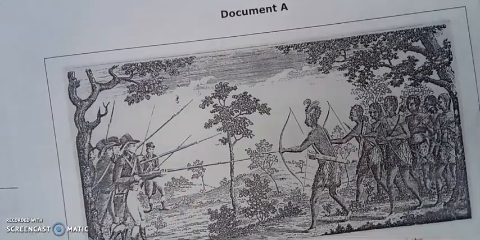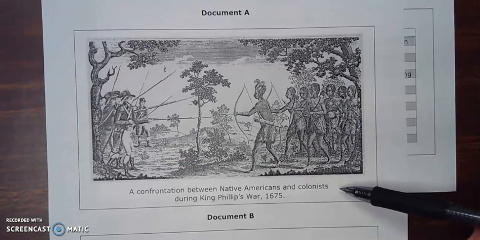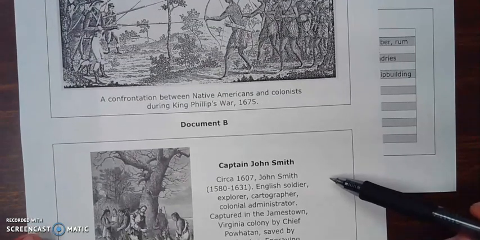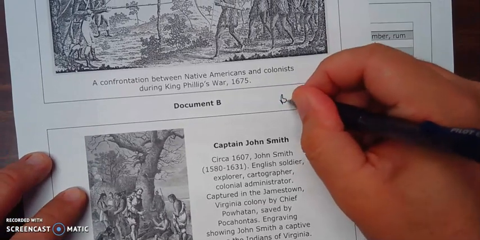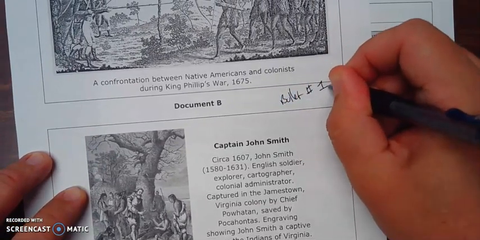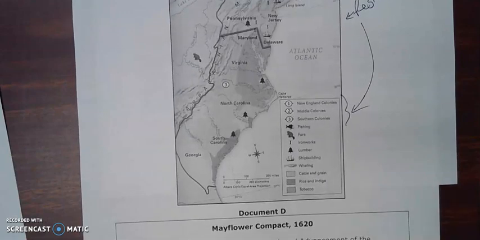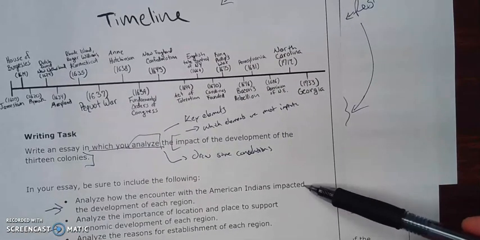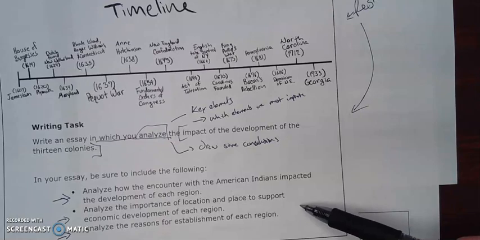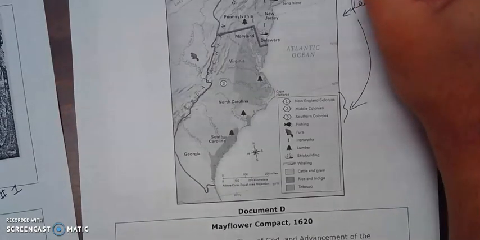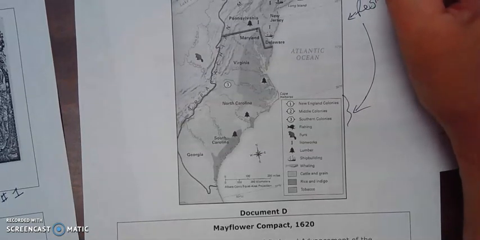And now that I say that, thinking about these documents A and B, certainly confrontation between Native Americans and colonists, and then John Smith, and I know my prior knowledge there, and also you can see in the image there's some Native Americans in the background. So these two look like bullet number 1, which was, remember, how the encounter with American Indians impacted the development of each region. Analyze the importance of location and place to support economic development of each region. Again, so this could be bullet 2. It might also be bullet 3.